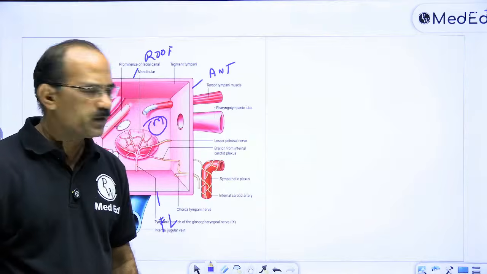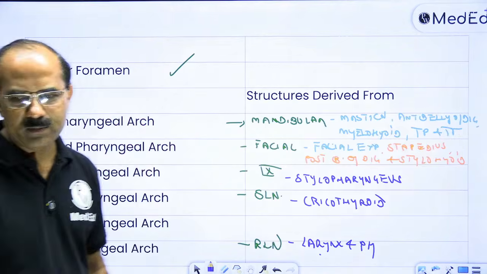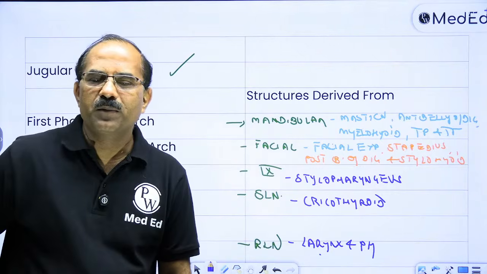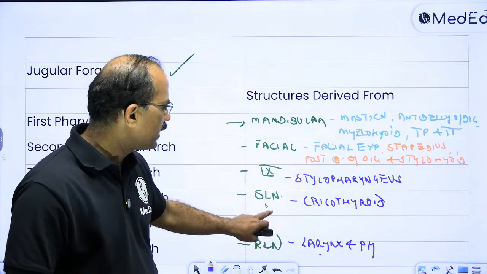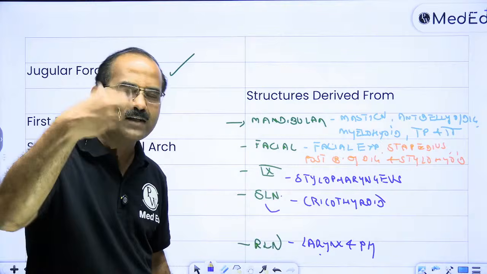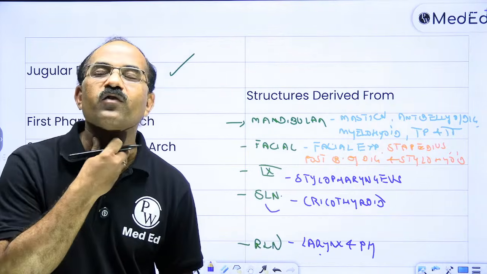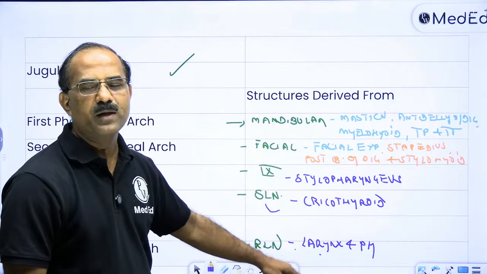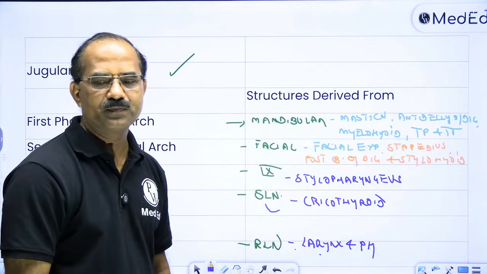Cricothyroid, what did I write then? Cricothyroid is a tensor of the vocal cord which is supplied by the external laryngeal nerve. The external laryngeal nerve is a branch of the superior laryngeal nerve that supplies the cricothyroid. The rest of the muscles of the larynx are supplied by the recurrent laryngeal nerve.